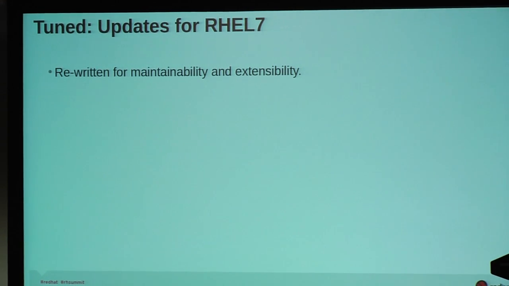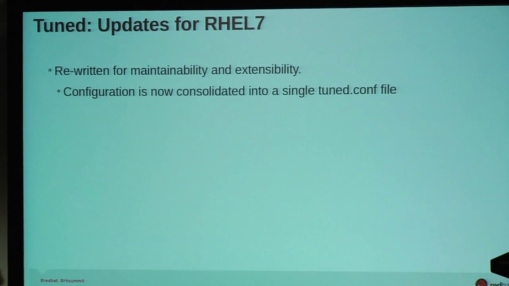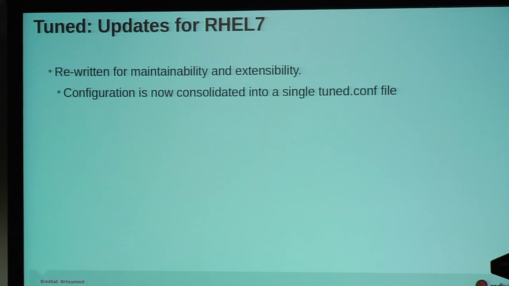The code of TuneD itself was completely rewritten. It provides a compat package for the profiles that we shipped in RHEL 6, but there really should be no reason to use those. But we are going to ship TuneD profiles compat as a package. If you're familiar with the layout of files on disk in RHEL 6, there were 3 or 4 config files that you might have to edit. We've consolidated that all into one single file. So that's a little bit of a usability improvement.